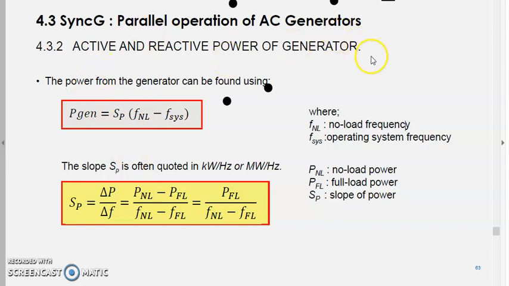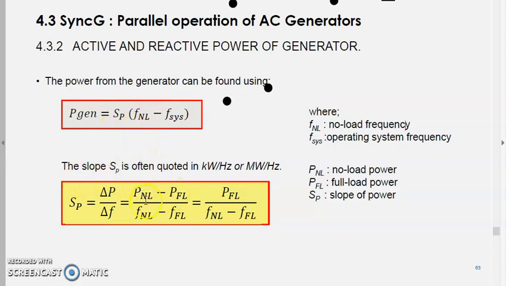Okay, active and reactive power of your generator. The power from the generator can be found using P generated is equal to the slope times the no load frequency minus your operating system frequency. Let's say your operating system is 50 Hz. So the no load frequency of your system, when you measure, minus the operating frequency, gives the power.